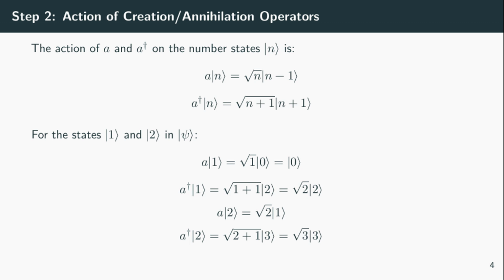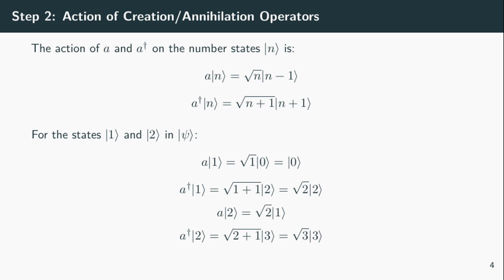Let's review how the creation and annihilation operators act on the number states ket n. The annihilation operator lowers the state by one level to ket n-1 and introduces a factor of the square root of n. The creation operator, A dagger, raises the state to ket n+1 and adds a factor of the square root of n+1. Now let's apply this to the states ket1 and ket2.